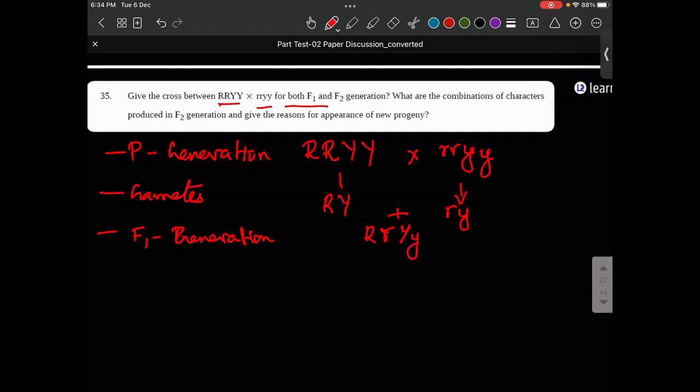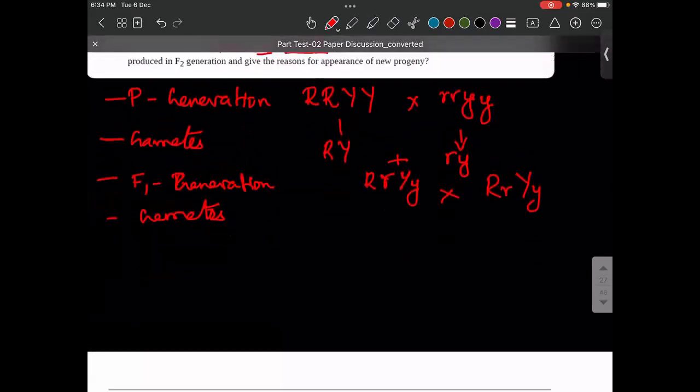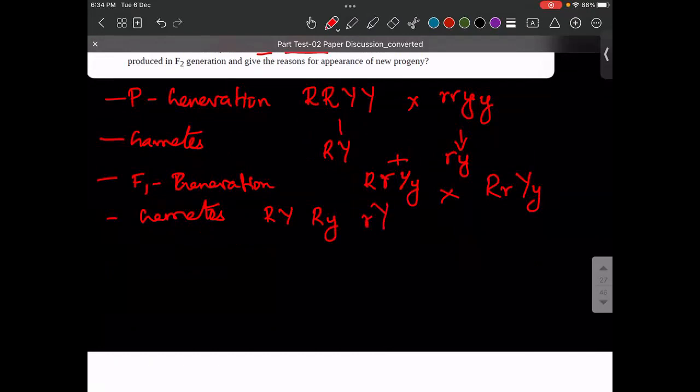And then only you can do selfing. Now list the gametes, how the gametes will form. Capital R, capital Y. Capital R, small y. Small r, capital Y. Small r, small y.